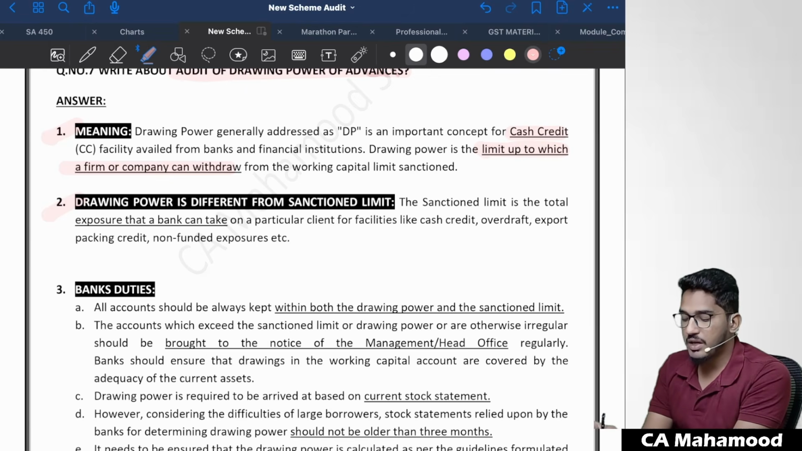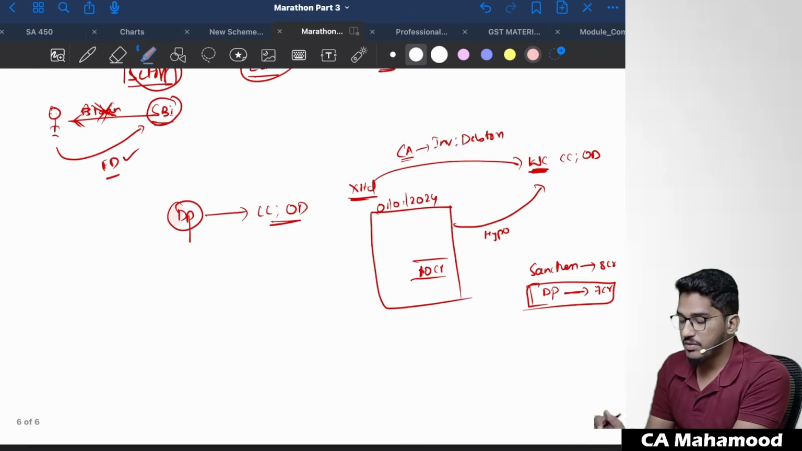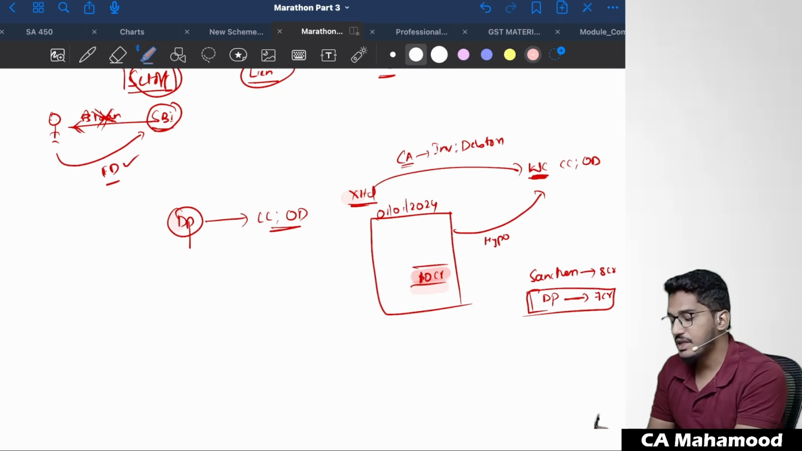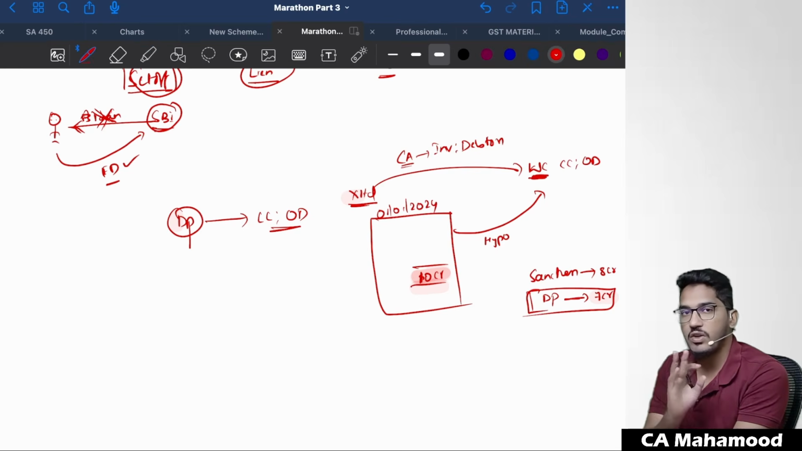Sir, now how will this drawing power be calculated? See, this drawing power will be calculated on the basis of the stock statement. Initially the borrower submitted the stock statement. On this basis, they sanctioned the drawing power of 7 crore rupees. But as we all know, stock is something which will not remain constant. Stock will keep on changing depending upon the business done.